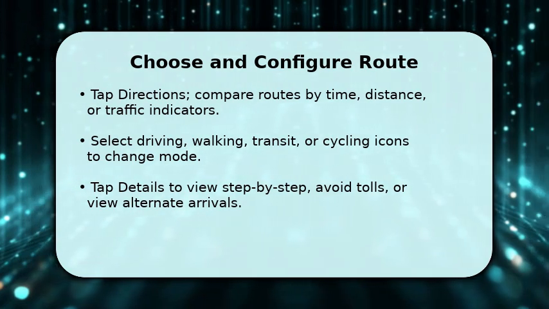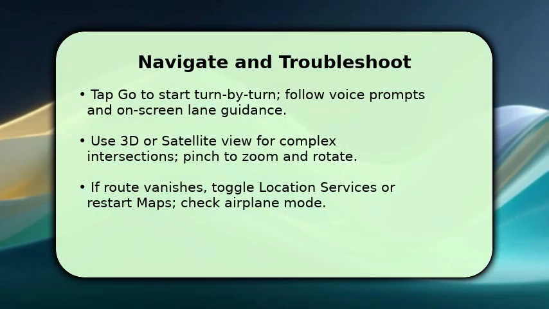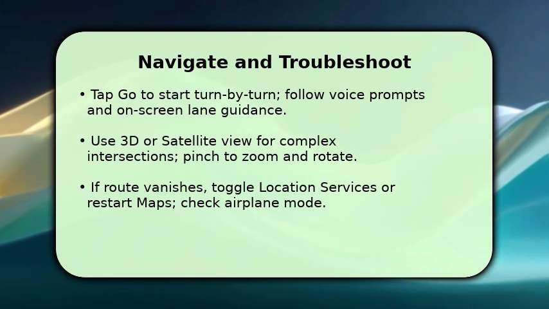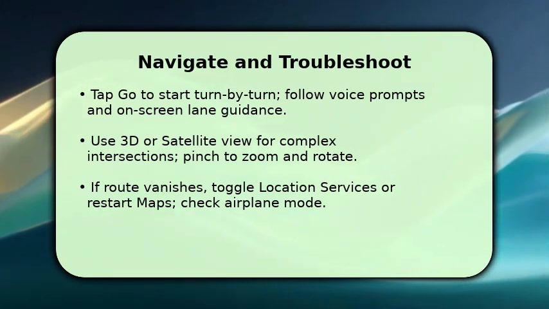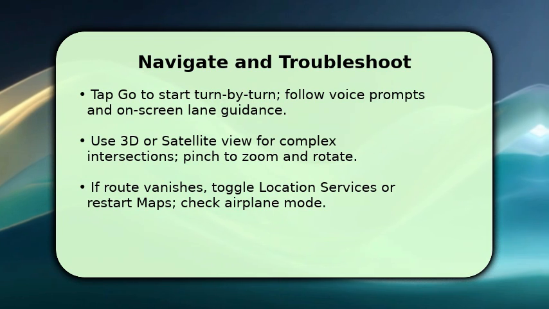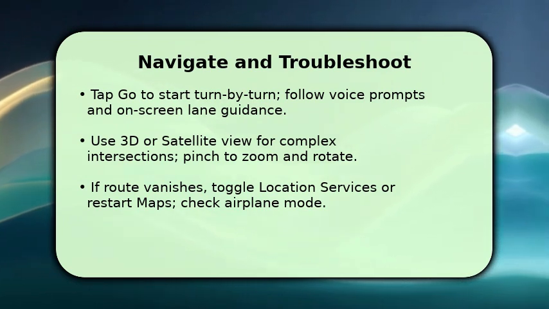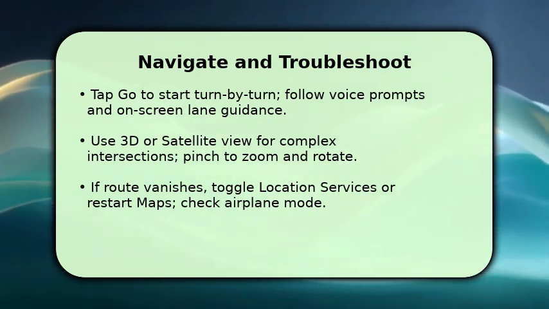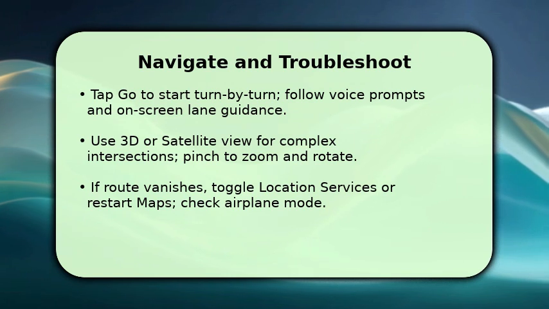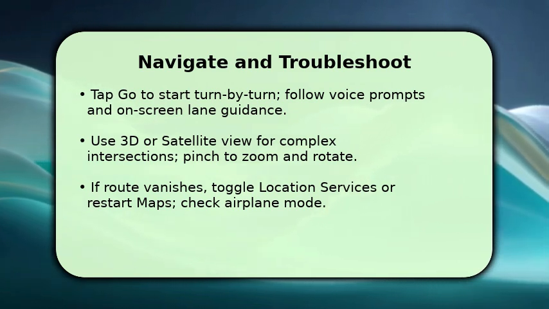You begin navigation by tapping Go. Follow the voice prompts and on-screen arrows for lane guidance and junction views. If you approach a confusing interchange, switch to 3D or satellite view and pinch or rotate the map to see context. This clarifies exits and parallel roads. Once you arrive, tap End.